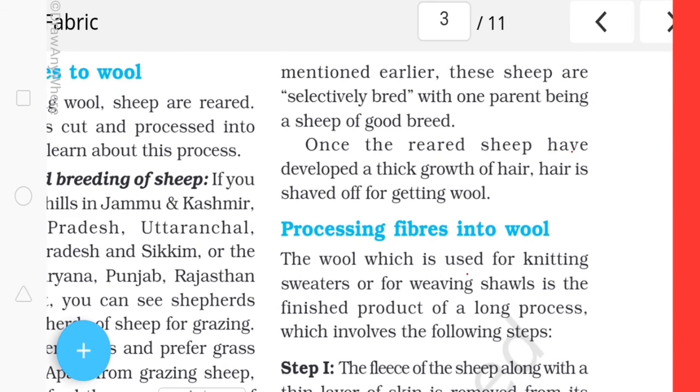Once the sheep grow and they have lots of hair on their body, now what we will do, we will shave off the hair. Do you know what shaving is here?